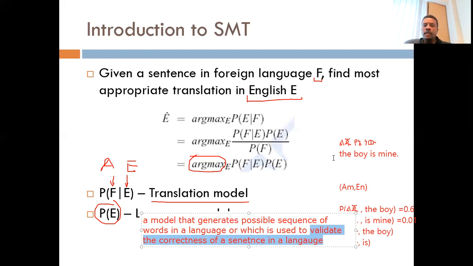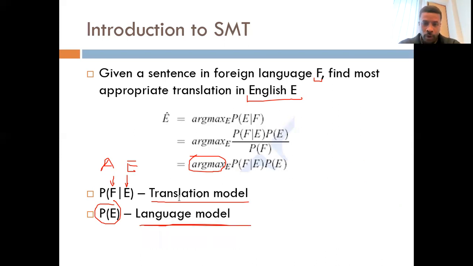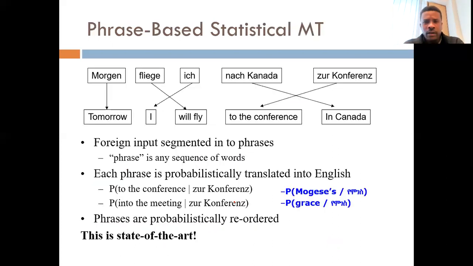So after the translation, we have to evaluate whether the translated or the generated sentence is correct. So by combining the conditional probability of a translation as well as the validity or the correctness of that sequence of sentence, we can actually perform a statistical machine translation. So this is the idea that we have in a phrase-based machine translation.